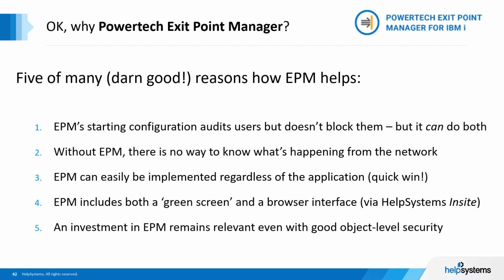Without Exit Point Manager, unfortunately, there's no way to know what those things are coming from the network. So part of the configuration steps are to use that forensic capability within the software to tell us and educate us on what's happening so that we can then make business decisions about what should be rejected and what should be permitted. We're able to implement Exit Point Manager independently of the application, meaning that it is a quick win. Think of this as a transactional firewall. It sits around the system. Once the user has authenticated, we're going to just make sure that they're not abusing the privileges they've been given, especially important if they have privileges that exceed the requirements of the business.